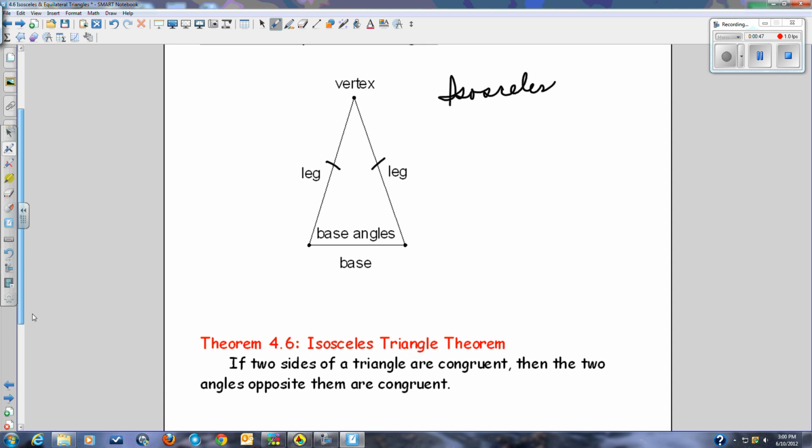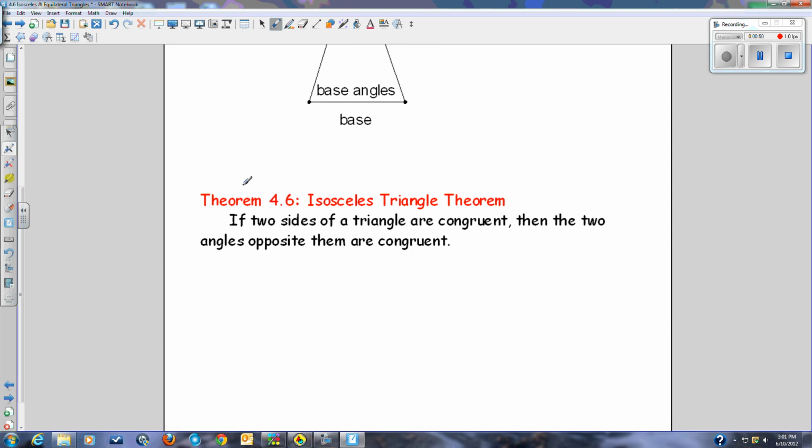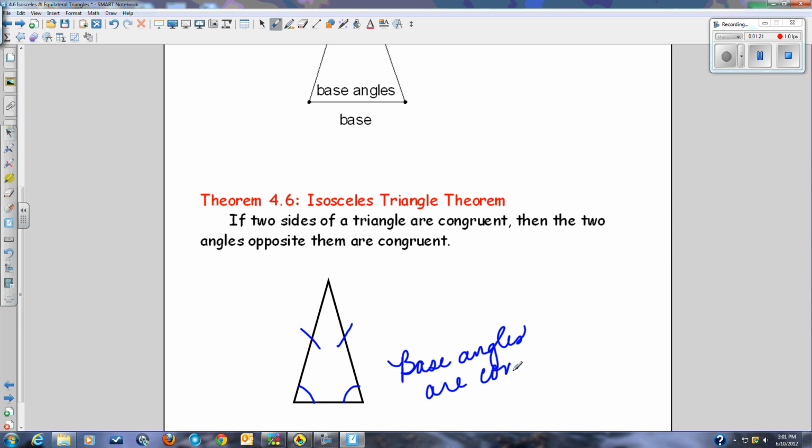Now, the first thing we're going to talk about is the isosceles triangle theorem, which says if two sides of a triangle are congruent, then the two angles opposite them are congruent. So let's just very quickly draw a triangle. If you have two sides of a triangle that are congruent, those angles opposite them are also congruent. So these base angles are congruent, in other words. That is in an isosceles triangle only.